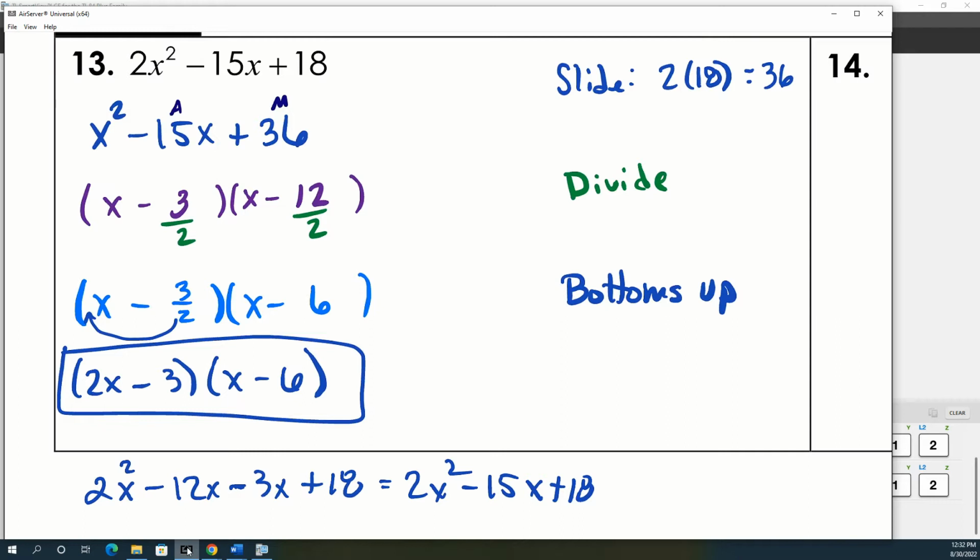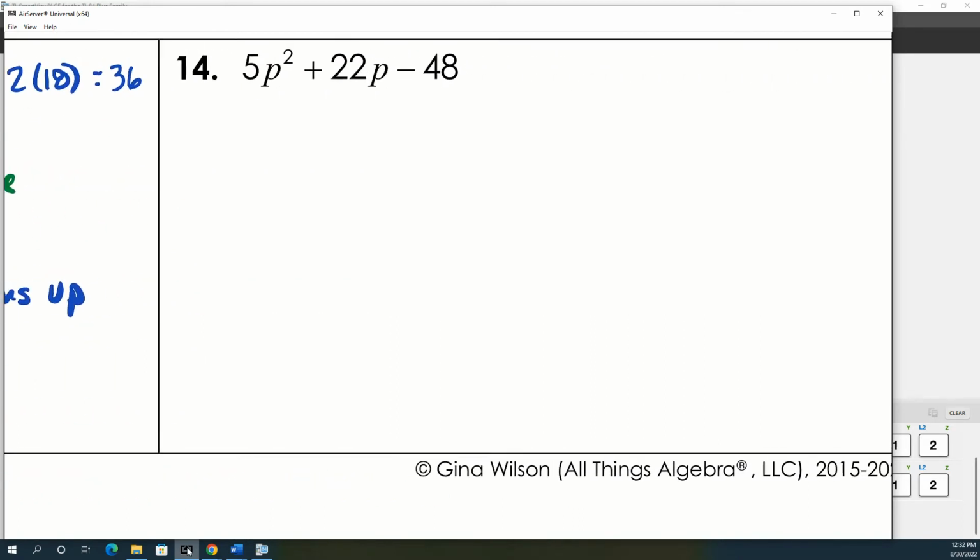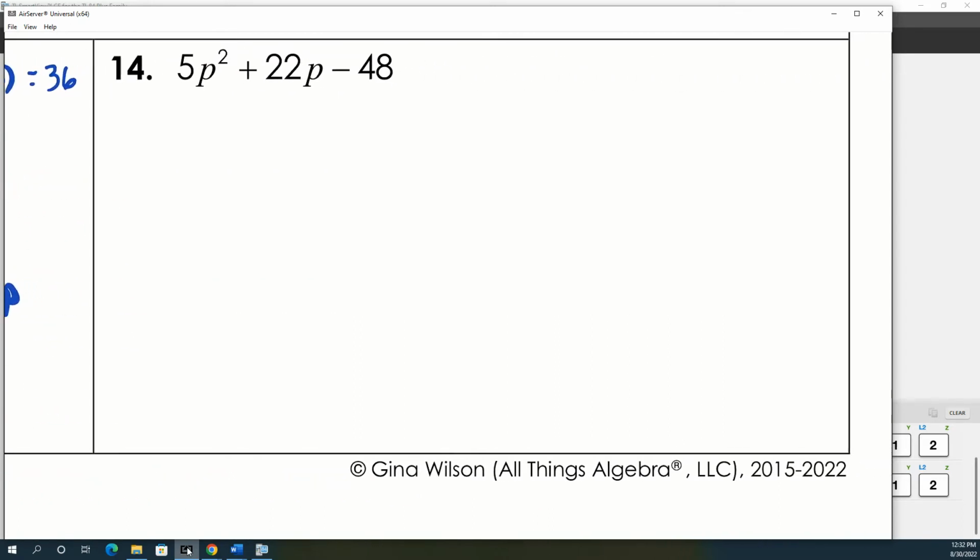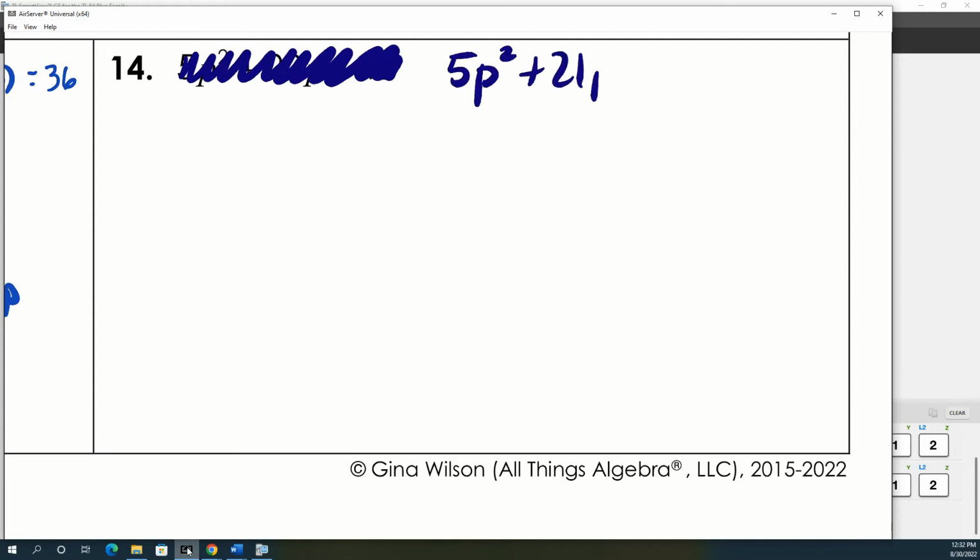All right, now the bad thing about bottoms up is sometimes when you multiply, you get really big numbers. Numbers that aren't going to be on this factors pairs chart. And we're going to do some of those, but this one, I'm going to change the problem because I don't want to do one of those yet. So on 14, let's change it to 5p squared plus 21p minus 20.